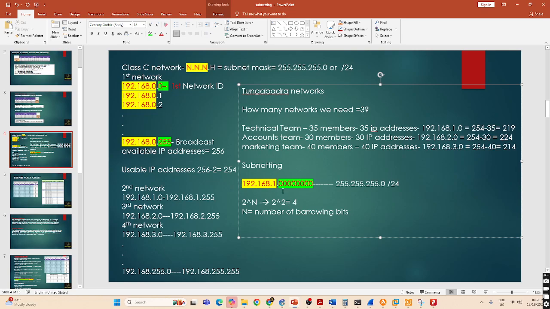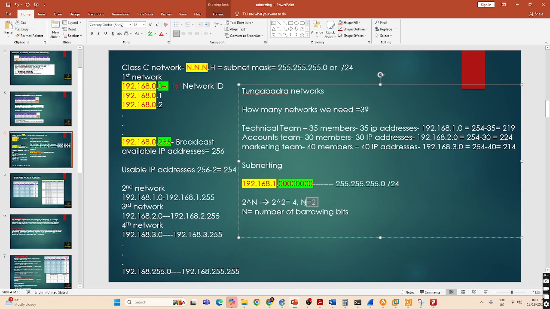4 it is satisfied, right? So minimum 3, yes. It should be minimum 3; more than 3 also we can take. Our agenda is minimum 3 should be there. So what is n? n equal to 2 here. n means the number of borrowing bits.